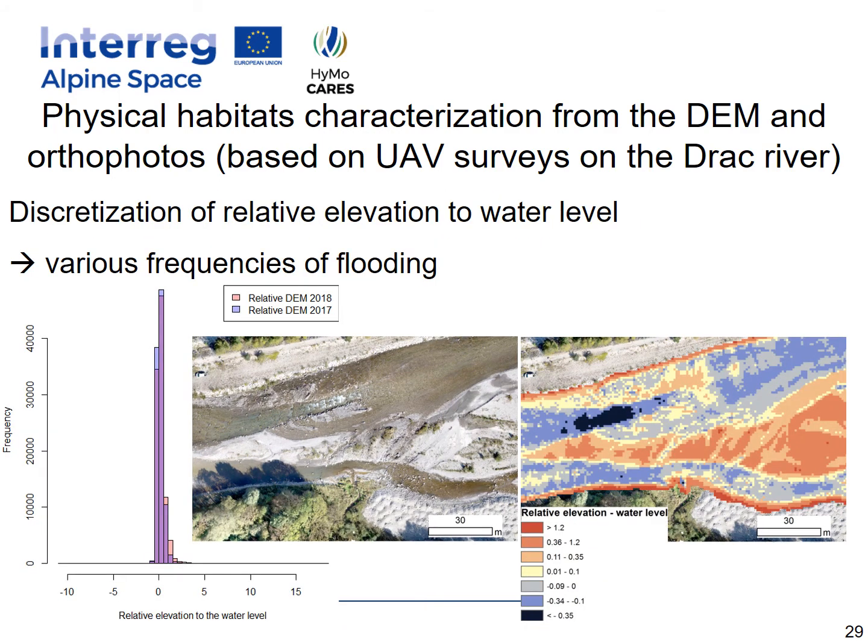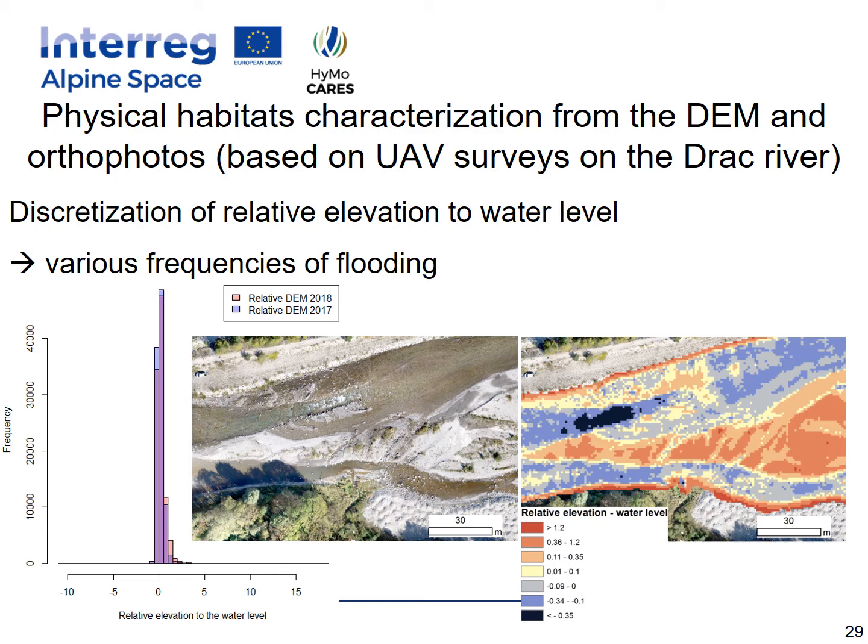The second indicator taken into account to characterize the physical habitats is the relative elevation to the water level, which was discretized into 7 classes. It means 3 classes under the water level and 4 above, with the following class boundaries, which correspond to rounded percentile values of the composite distribution of 2017 and 2018 values illustrated on the left. On the right, the figure shows the 7 classes of relative elevation in meters.